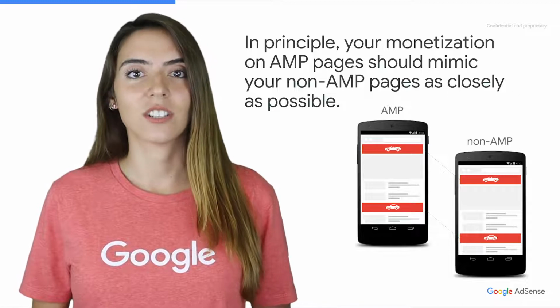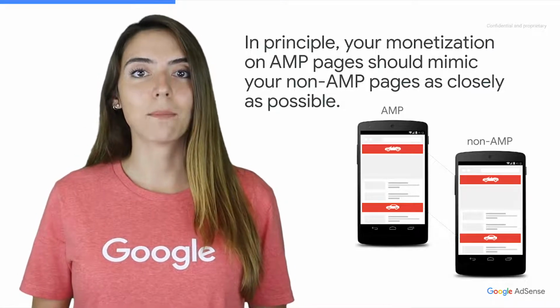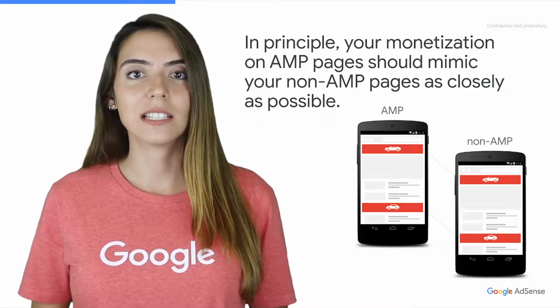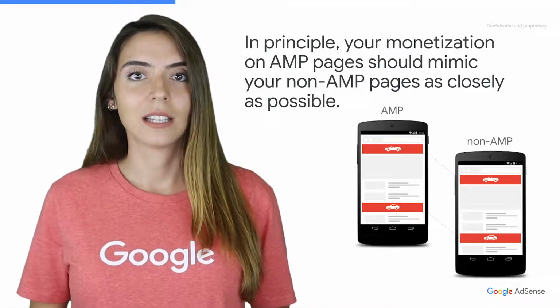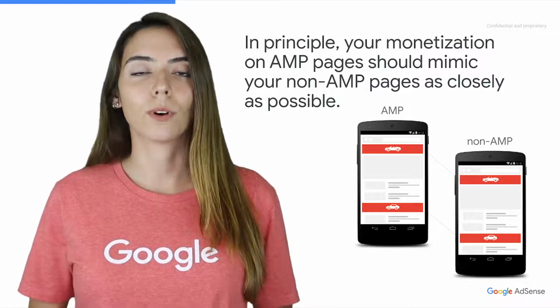In AdSense, you can generate AMP ads in two ways. First, AMP auto ads, which is the easiest and fastest method. Second, manual AMP ad units. Let me walk you through both of them.